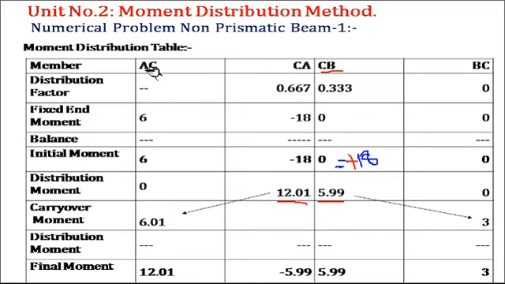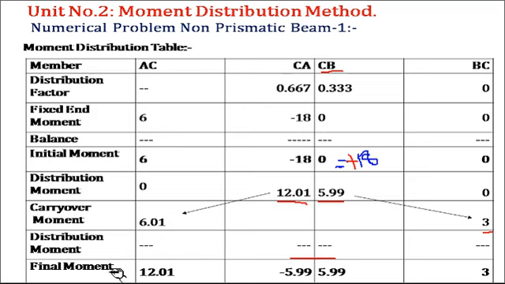From C to A, the far end is fixed, so the carryover is allowed and half of it is allowed. So 12.01 divided by 2 will be 6.01. Now from C to B, the far end is fixed, so the carryover is allowed, that is half. So 6 divided by 2, that is 3. Now here at joint C, there is no moment for the distribution. So here we have to stop.